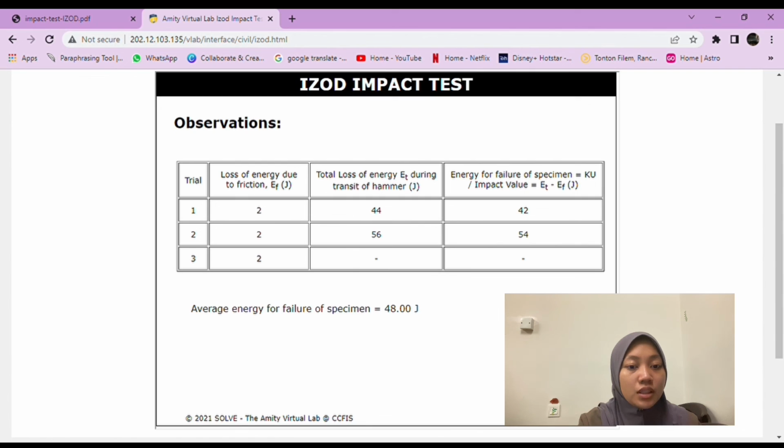Average energy for failure of specimens equals 40x.00 joules.